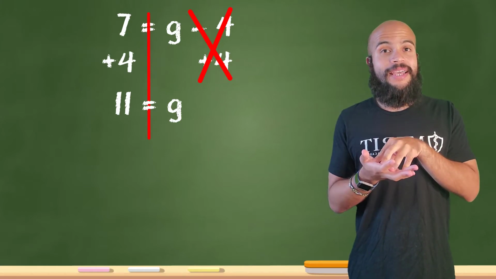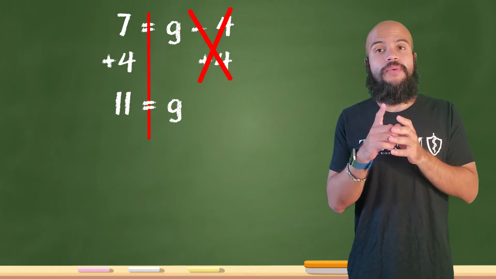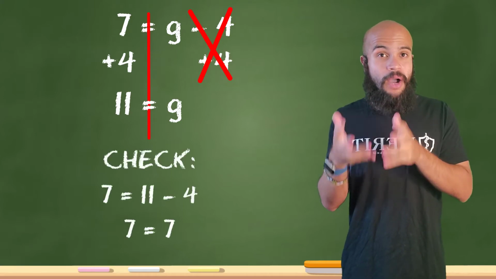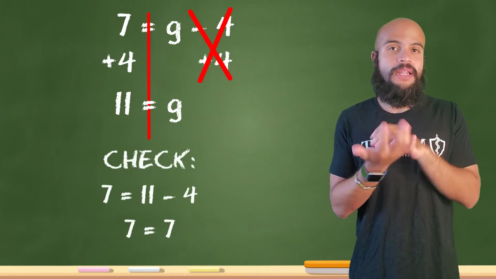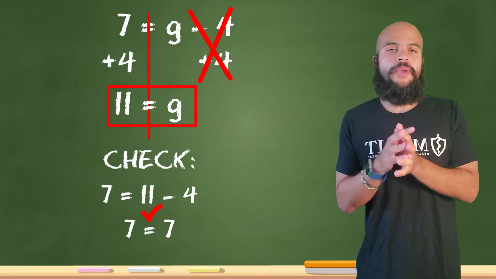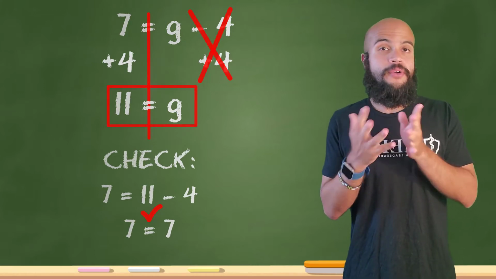Now, we're going to plug our solution into the original equation to make sure we did the problem and solved it correctly. And 7 does equal 11 minus 4. Therefore, we know we solved our equation correctly.